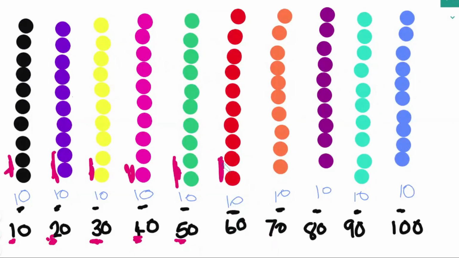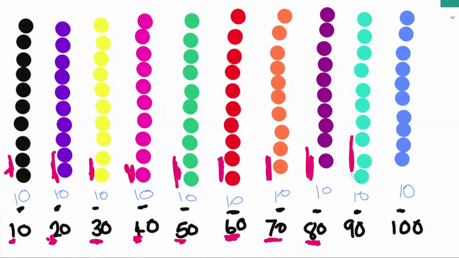In the sixth column, how many tens do we have here? This is our sixth column. So there's 6 tens, which makes the number 60. In our seventh column, how many tens have we counted altogether? 7 tens, which makes the number 70. In our eighth column, we're on our eighth group of tens, which makes the number 80.